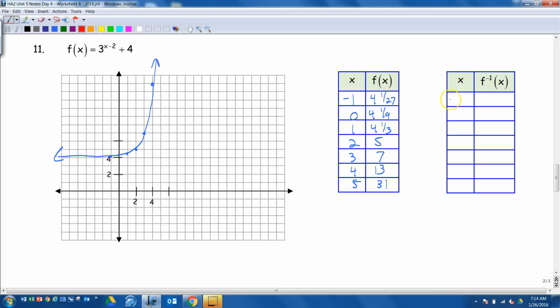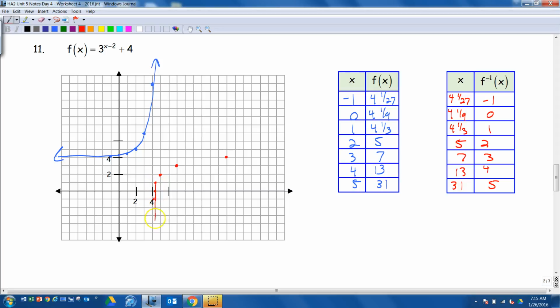If we switch the points, 4 and 1/27, -1, 4 and 1/9, 0, 4 and 1/3, 1, 5, 2, 7, 3, 13, 4, 31, 5. That won't fit, but I just put it up there. Alright, so we go 4 and 1/27, -1. So that's like right there. 4 and 1/9, 0. It's like right there. 4 and 1/3, 1, which is like right here. 5, 2. 7, 3. And then 13, 4.